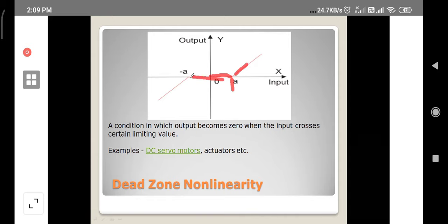So from minus A to A, there is a dead zone, the condition in which the output becomes 0. This is called the dead zone. You can normally see it in a DC servo motor or in different types of actuators, etc.